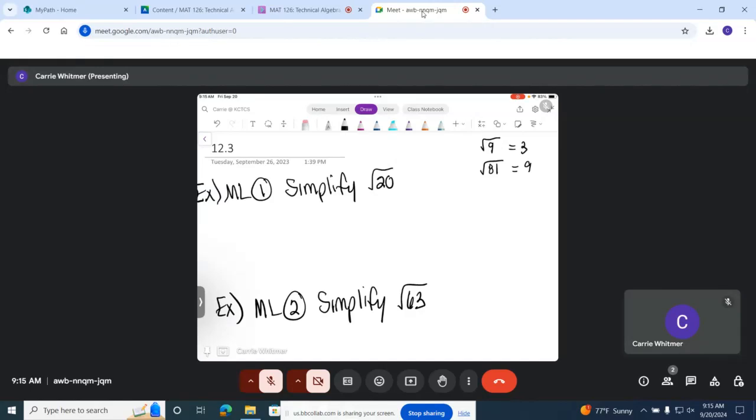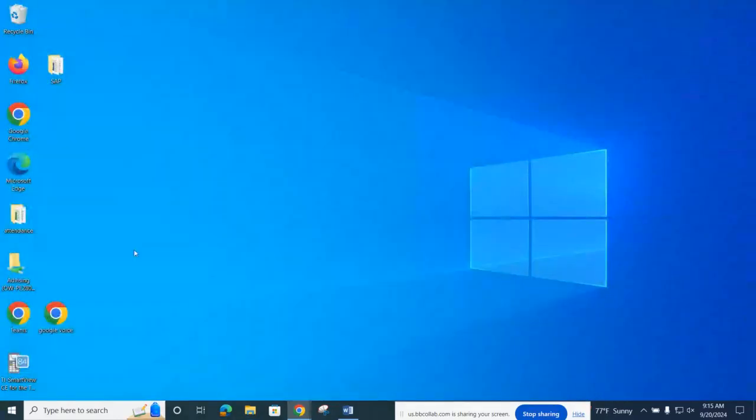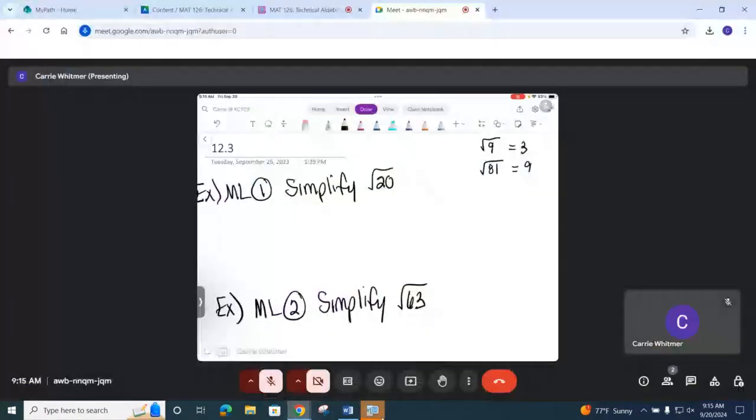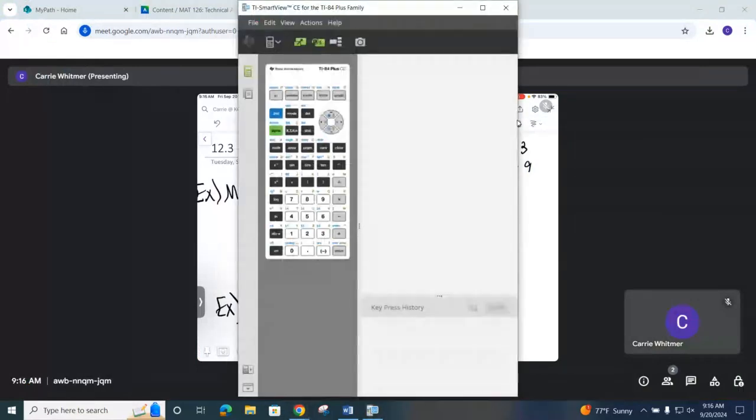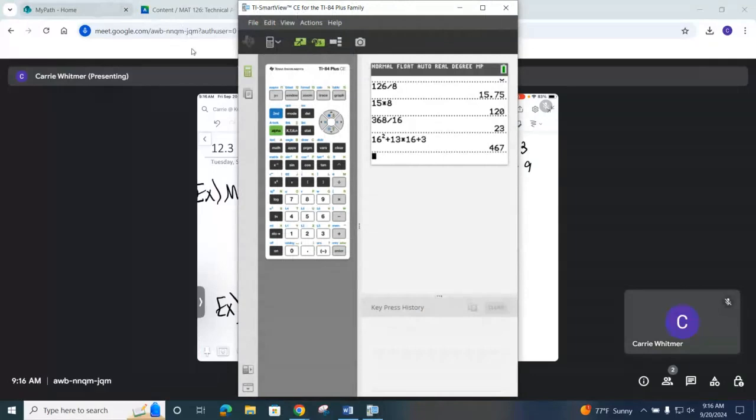So what we're focusing on today is how to simplify a radical when the number underneath does not have a square root. When you look at problem number 1 here, we're simplifying the square root of 20, and 20 does not have a square root. Now, if you're not sure, you can always use your calculator. Let me pull that up. And sure enough, when I type in the square root of 20, it gives me a decimal.